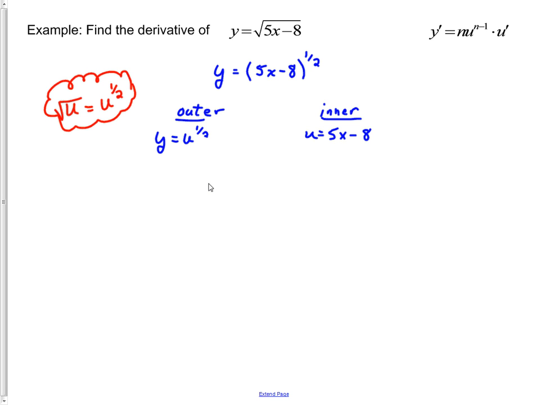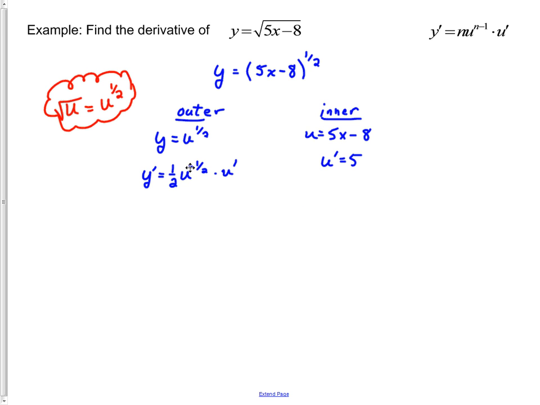Okay, so this might take a little bit more doing because of that exponential power, but it's not terrible. If we're taking the derivative of our outer function, u to the 1/2, we're going to get y prime is equal to 1/2 times u to the negative 1/2 power. Of course, that's going to be multiplied by the chain rule times u prime. Remember, it is the derivative of the outer function with respect to the inner function times the derivative of the inner function with respect to x. And we know that u prime, in this case, of the simple linear function 5x minus 8 is just 5 times 1 minus 0, or just u prime is equal to 5.